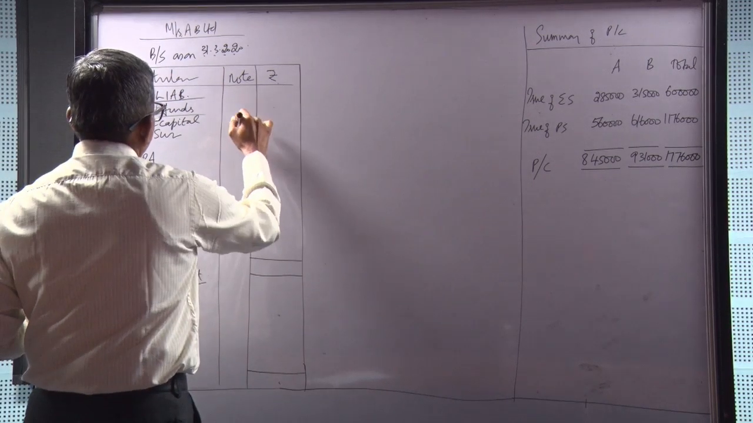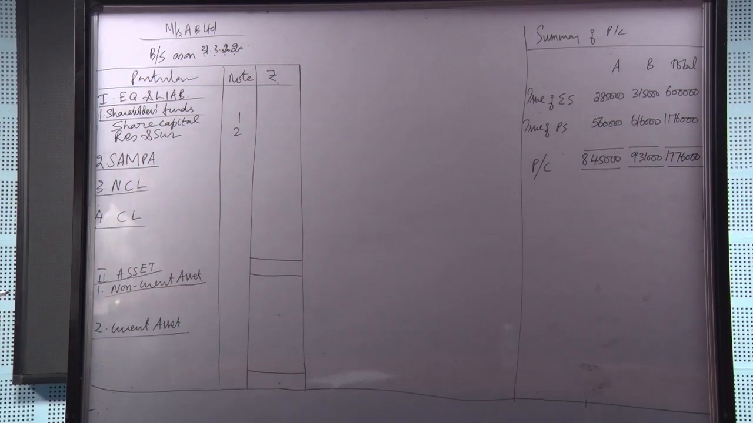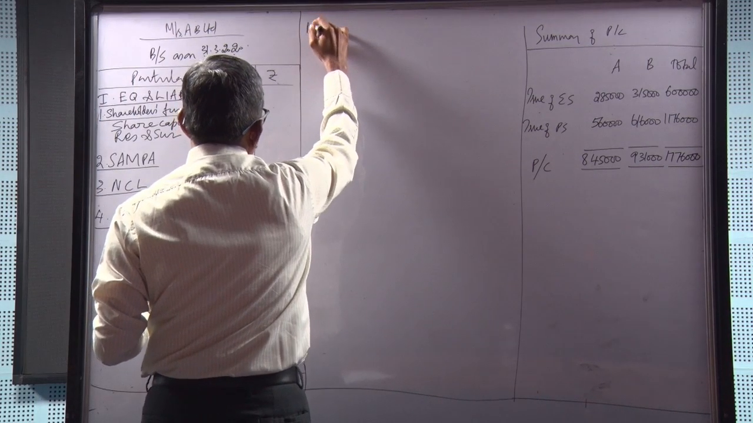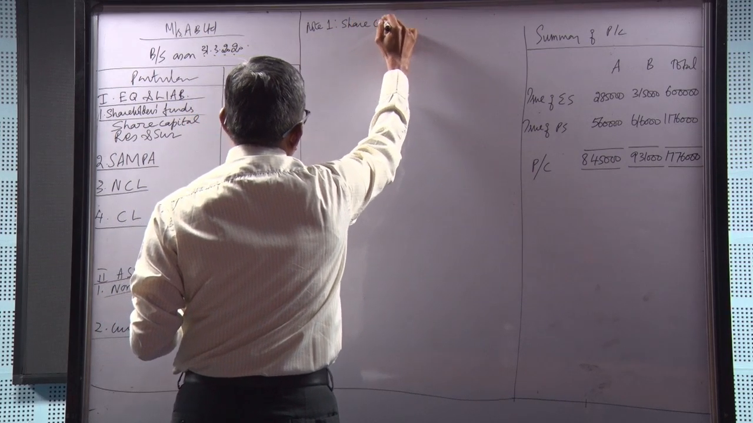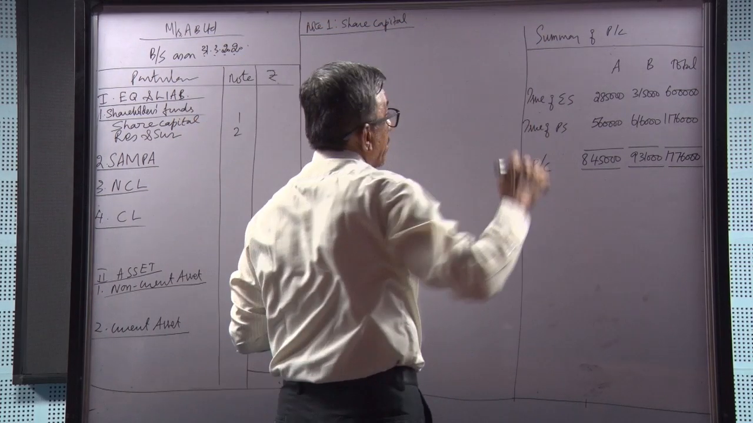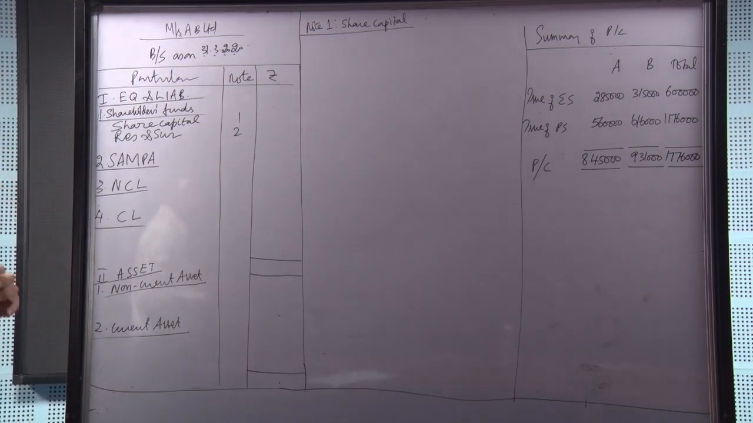As you know, whenever you prepare the balance sheet of a company as per Schedule 3, you have to prepare notes to the balance sheet also. So let's prepare note number 1, share capital. This is where the summary which I have done already is going to help you out.